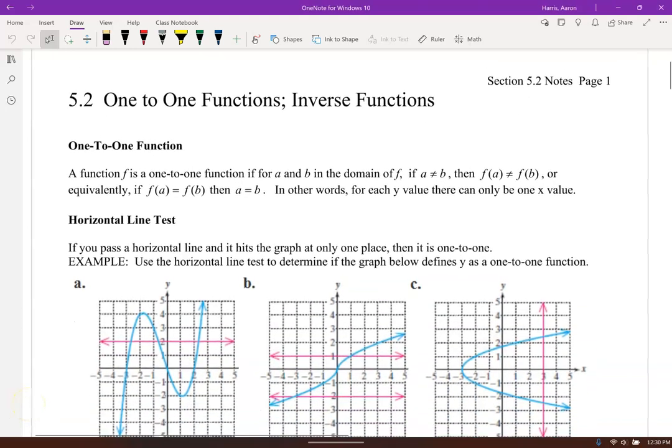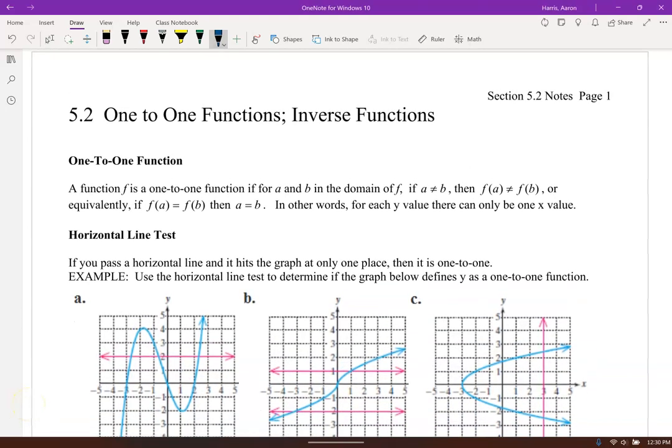All right, welcome back to your favorite pre-cal course. We're going to take a look at one-to-one functions and then inverse functions. So first of all, what is a one-to-one function?